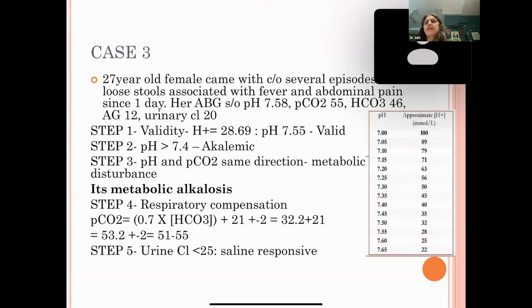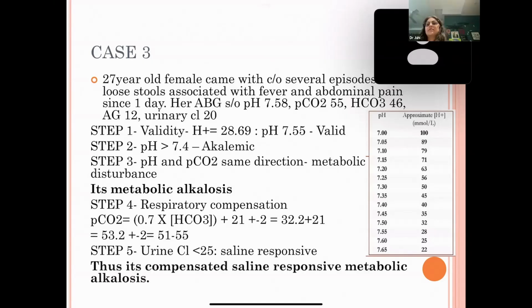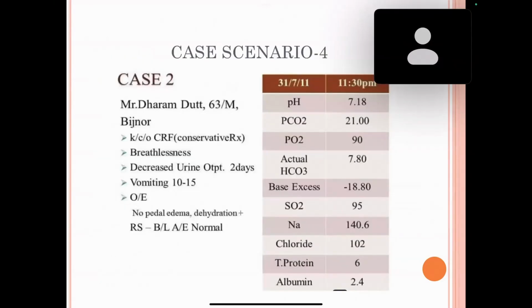Okay, so you can see the history also. The patient came with diarrhea, right? So yes, she will respond to the saline. Okay. Last case. This I will tell you is a bit complicated just because metabolic acidosis also I wanted to cover. That's why this case. Okay, just go through with me in this one.